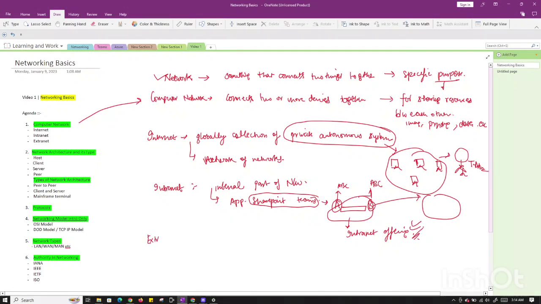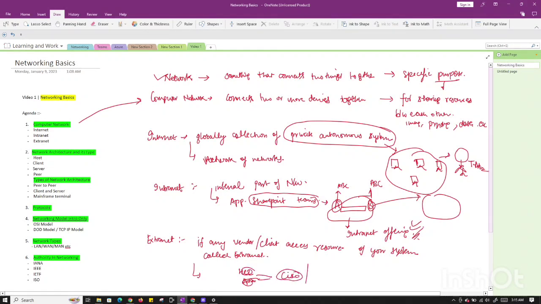What is extranet? Extranet is when any vendor or client accesses resources of your system, then we call it extranet. What is the example? For example, HCL, Wipro, they all use a service offered by Cisco or SolarWinds or NSX, whatever. So this is all about computer network. I hope it is clear now.